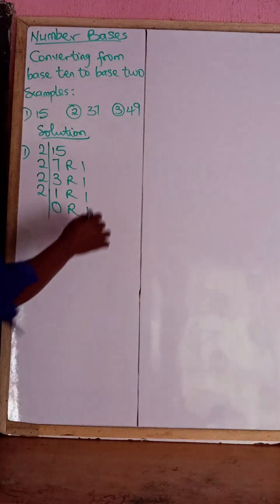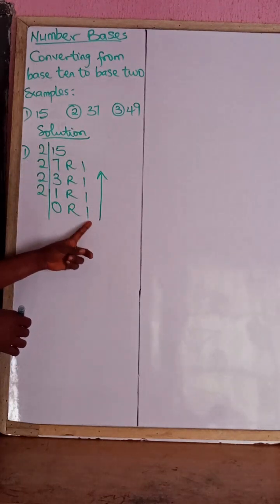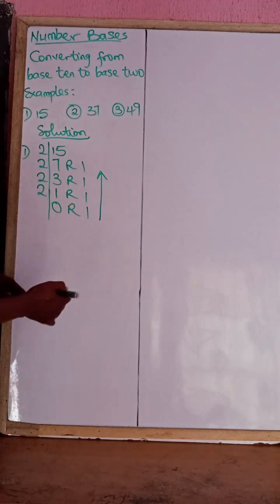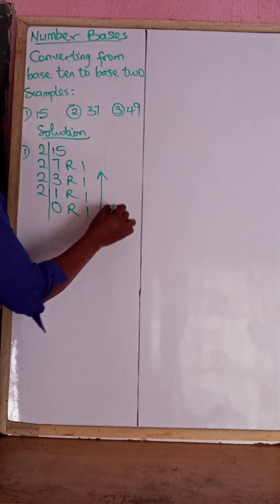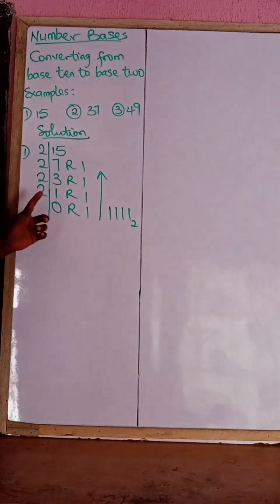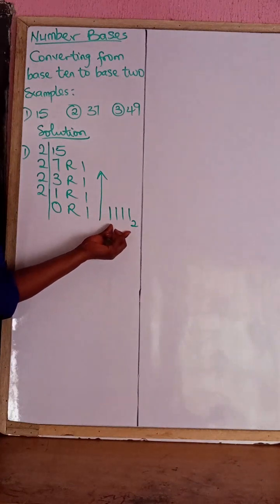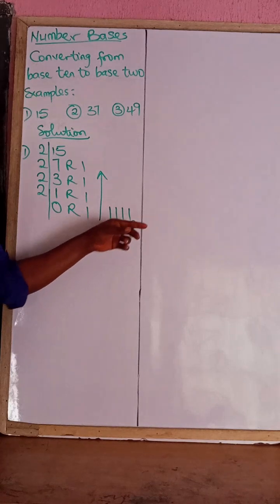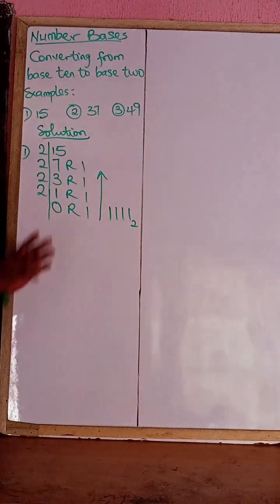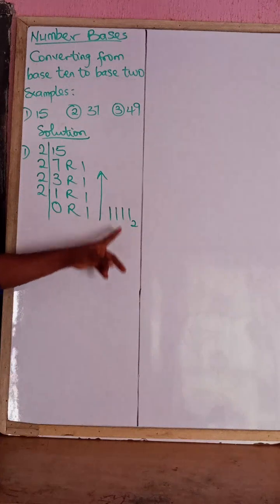So how do you pick your results? You pick your results this way. This arrow going up means you pick the digits from down here upwards. You don't pick from here downwards. But for this particular question, it may not be that clear because everything is the same. So what we are saying is that 15 in base 10 is equivalent to 1111 base 2. And note the way the base is written. If you write the base on the same line with those digits, then you're writing a different thing. It's no longer a base, you're writing another figure altogether. So 15 in base 10 is 1111 base 2.